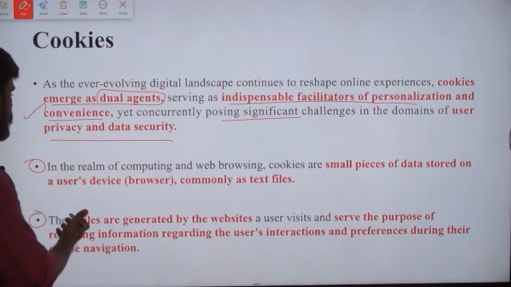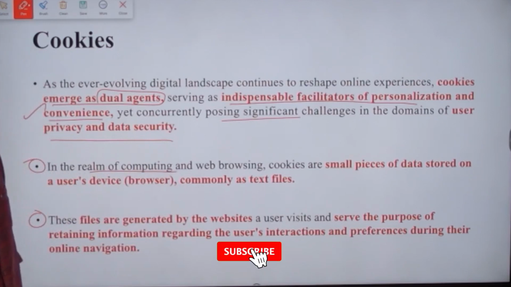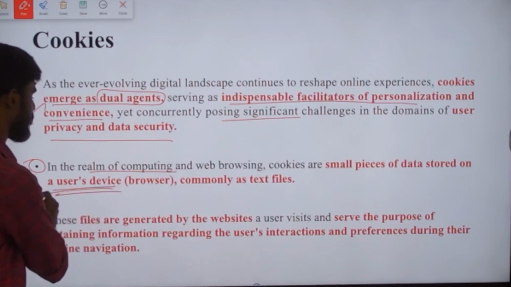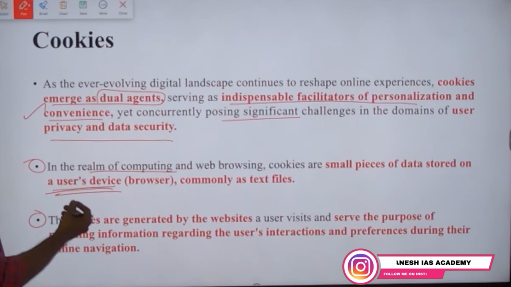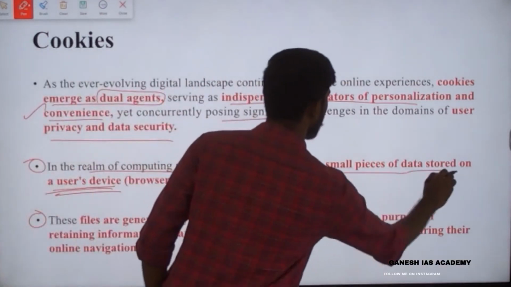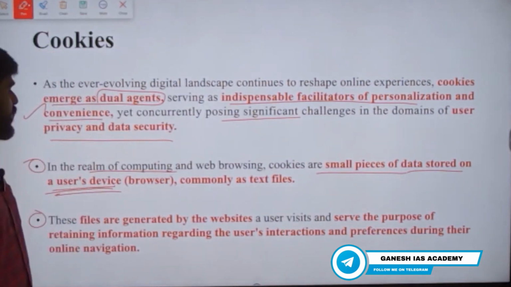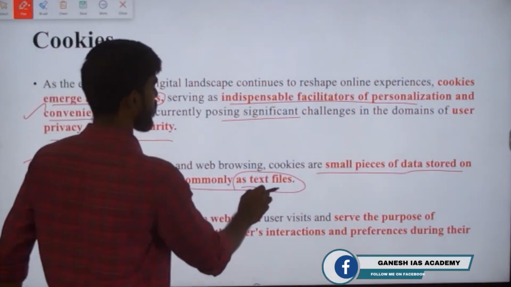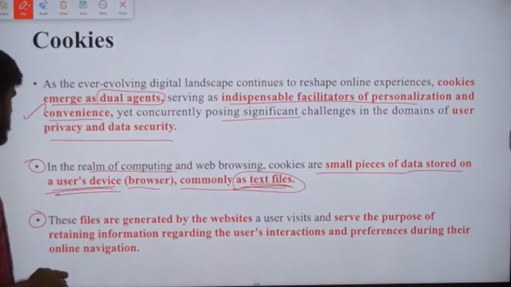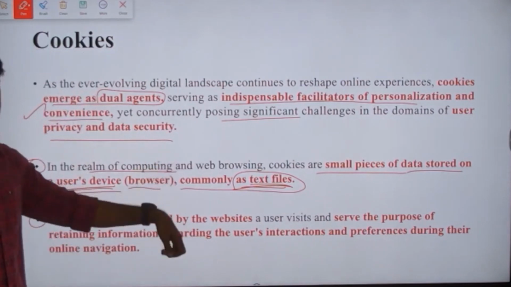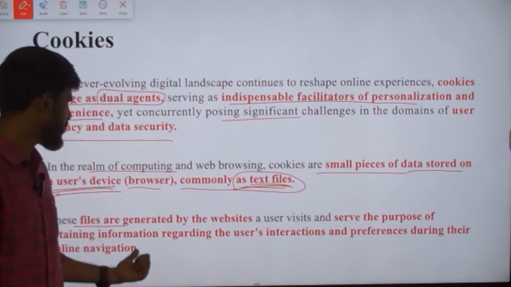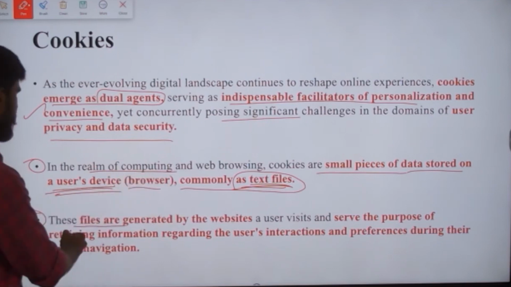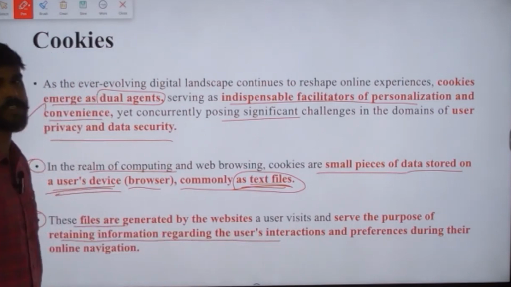Okay, so in the realm of computing and web browsing, what are cookies? Cookies are small pieces of data stored in the user's device. So if there is a user who is using the internet, then these cookies will be stored as small pieces of data, and they will be stored as text files. Points like these are important. Next, these files are actually generated by the website itself. These files are generated by the website a user visits, and serve the purpose of retaining information regarding the user's interaction. This is what is important.